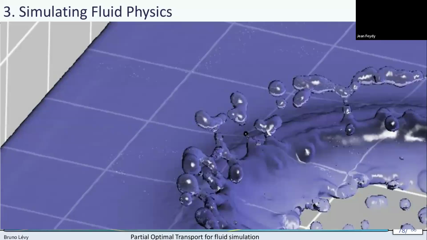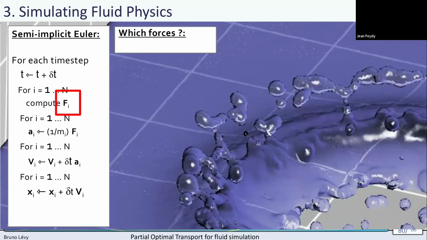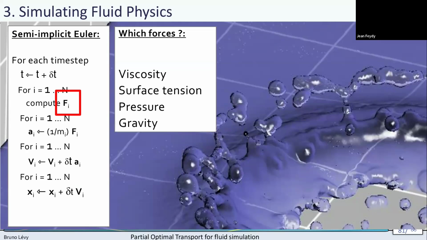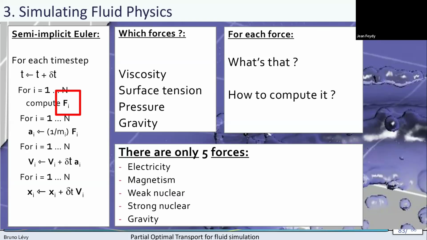And so now, could we use that to simulate some physics? Because there is the Gallouët-Mérigot scheme for incompressible Euler. So it was interesting to do, it's more an experiment. I've got no proof of convergence, but could we inject more physics in there and simulate interesting phenomena like these droplets or things like that? In our semi-implicit Euler scheme, at one point you need to compute the forces, so which forces are they? There is viscosity, surface tension, pressure, and gravity. And then the question is, what's that and how to compute it? We start with the what's that.